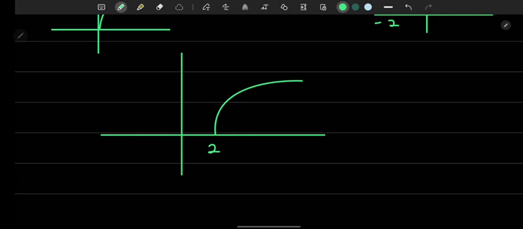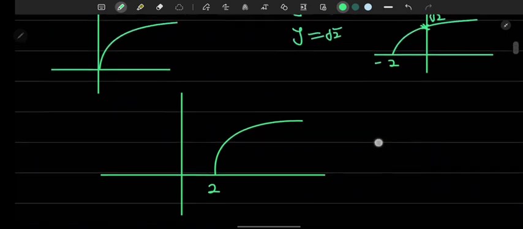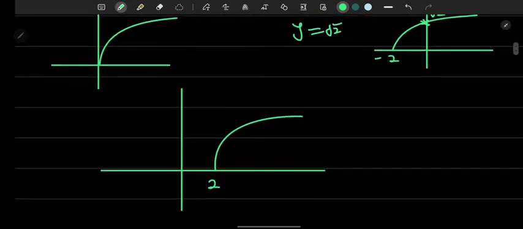Even if you try to find it, there is no way you can get a y-intercept. Let's check that. The function is y equals square root of x minus 2, and to get the y-intercept, you must take x to be 0. When x is 0, you have square root of minus 2, and this will actually give us an imaginary number, so it will not give us a real value. That is why there is no y-intercept here.